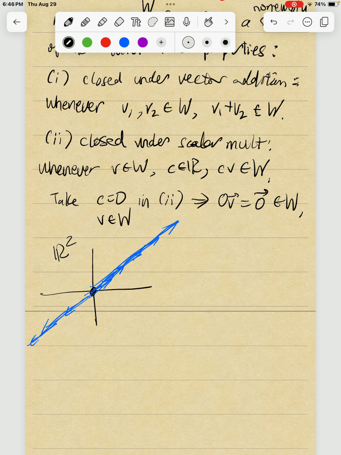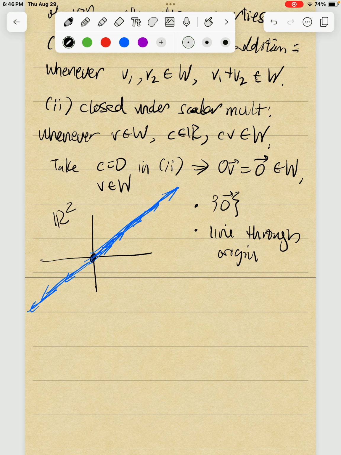So you can have 3 different types of subspaces in R2. You can just have the origin. Okay, if you just have the set consisting of the origin, that is a subspace. And you can also have a line through the origin, like this line. Or you can have all of R2.